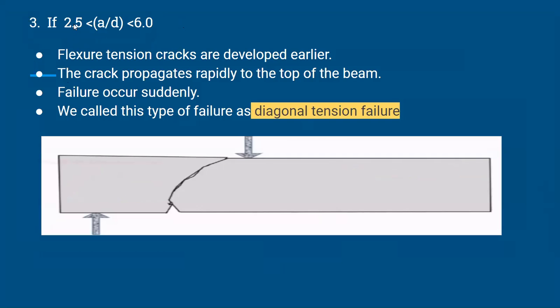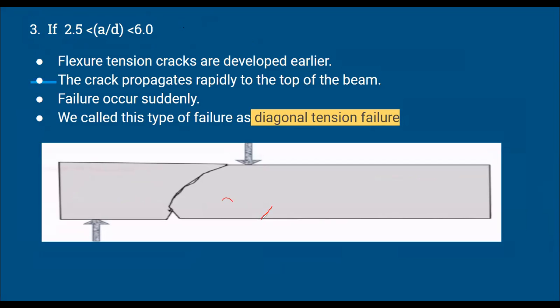Second, third one: if a by d is between 2.5 and 6, क्या होगा? फ्लेक्सर टेंशन क्रैक डेवलप होंगे पहले, और सबसे इंपॉर्टेंट, व्हाट विल हैपन? द क्रैक्स विल स्टार्ट फ्रॉम हियर डेफिनेटली, क्योंकि टेंशन क्रैक है, और सीधा ऊपर तक जाएगा, टॉप ऑफ डिवीजन. ठीक है. तो इस तरह का फेलियर अगर कहीं दिखे आपको, तो यू विल अंडरस्टैंड कि इट इज अंडर दिस कैटेगरी.